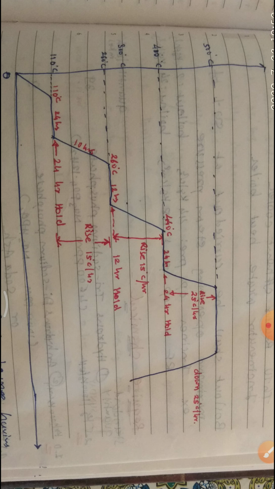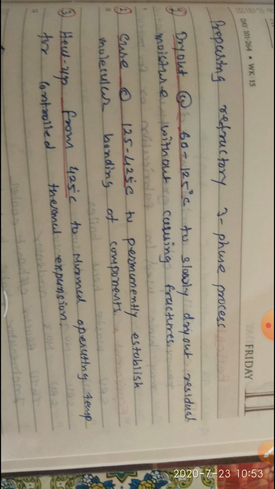Normally boil out starts at half of the operating pressure. Here dry out also progresses. Curing starts from 125 degrees centigrade to 420 degrees centigrade. During this temperature range, the molecular bond of the components is permanently established. After that, heat up starts from 425 degrees centigrade. During heat up, the temperature is raised to normal operating temperature, controlling thermal expansion of the refractory.